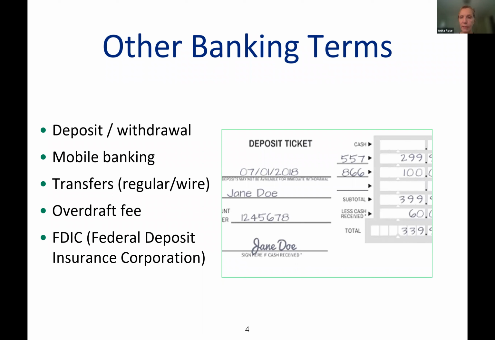Here's just an example of a deposit ticket. I don't even fill these out anymore because mobile banking makes life so easy. You take a picture of the check and you deposit it electronically.